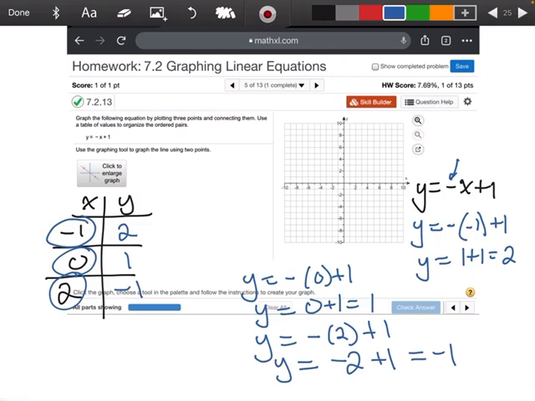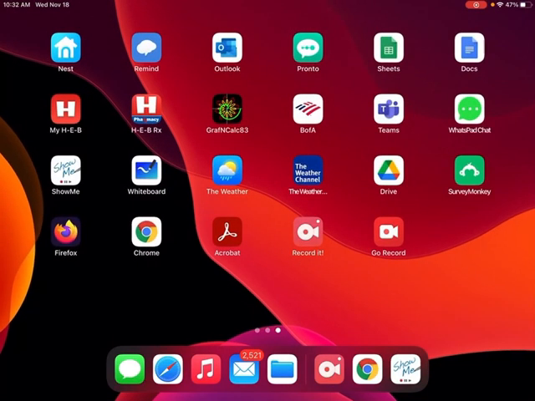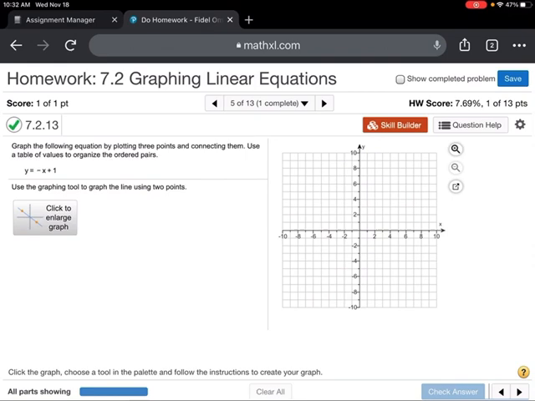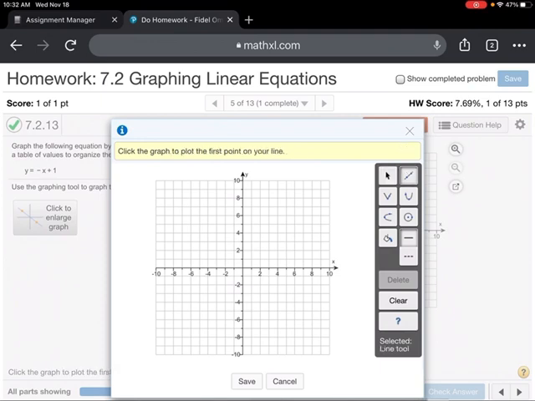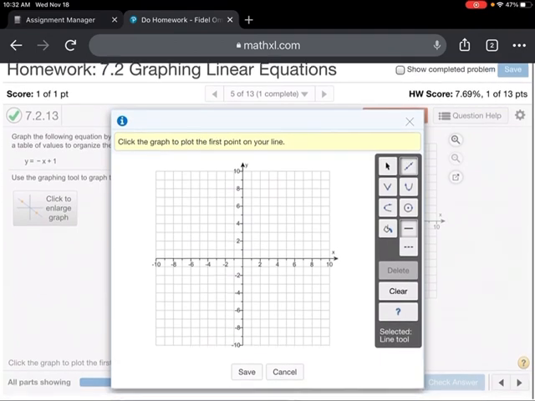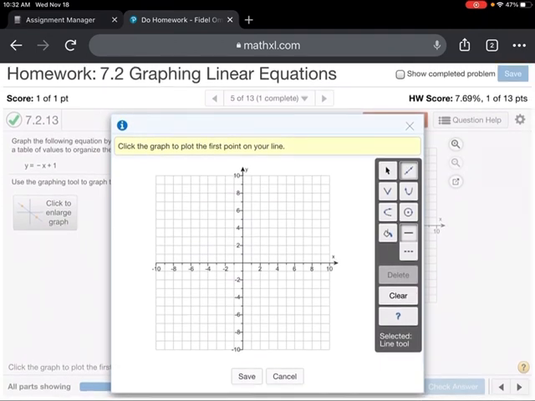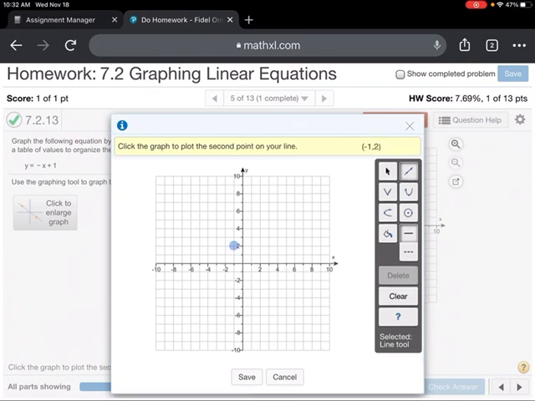So first thing I'm going to go ahead and do is come back to my graph, and I'm going to go ahead and click on this part here so that I can start graphing it. Okay, I'm going to get my line button. Let me see if I can move this over. Okay, so the first number we plugged in was -1. And when we plugged in a -1, I want to say we came up with a +2. So there's that one there.